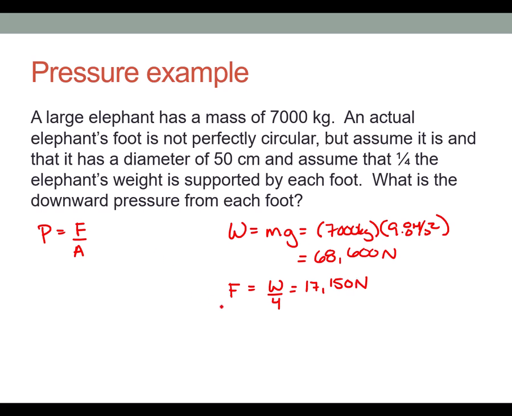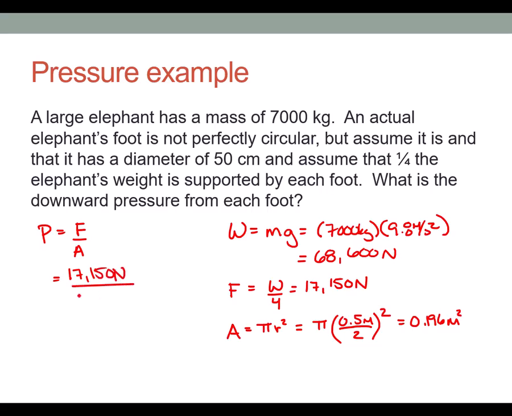Okay. Now we're going to assume that the elephant's foot is a circle. Area of a circle is pi r squared. We're given up here the diameter of the circle. We need the radius, so I'm going to change units from centimeters to meters, divide by 2, and square all of that. The reason I'm dividing by 2 is to get from diameter to radius. And if you do this math out, you get 0.196 meters squared. And now we can plug these numbers in.